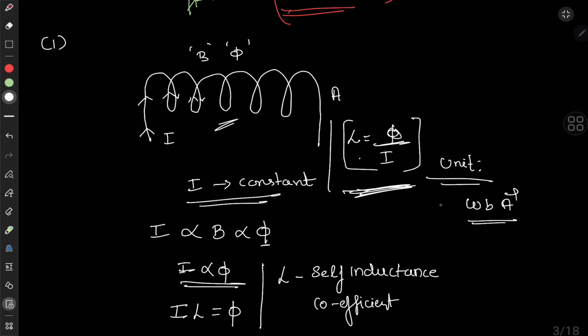Flux is in Weber, and the self-inductance unit is going to be Weber per ampere. We can write many types of units, many ways. So let us take this, it is going to have a unit of Weber per ampere. Now let us move on to case 2.